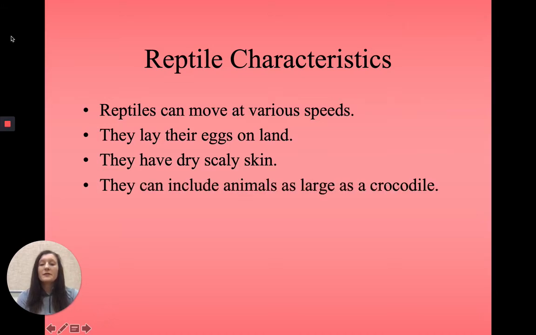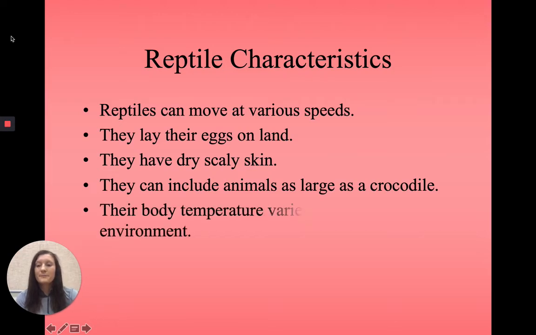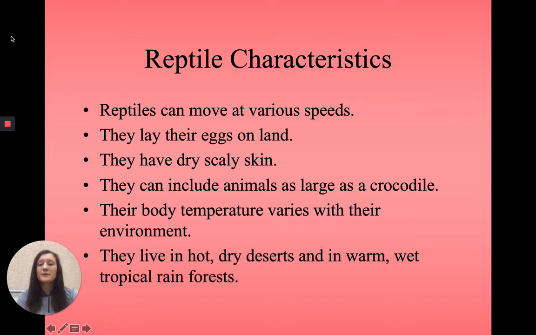They can include animals as large as a crocodile. Again, with reptiles, their body temperature varies with their environment. And reptiles live in hot, dry deserts and in warm, wet, tropical rainforests.